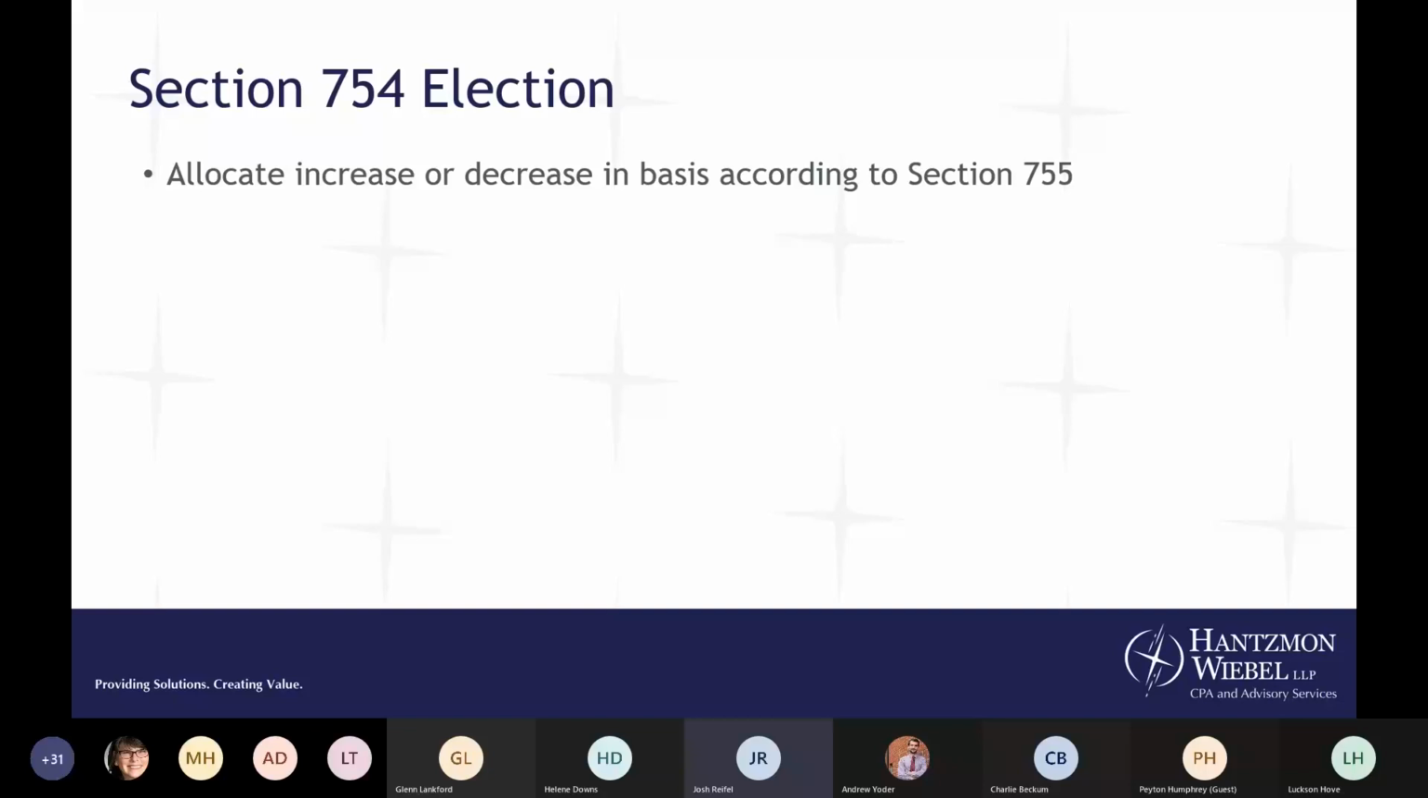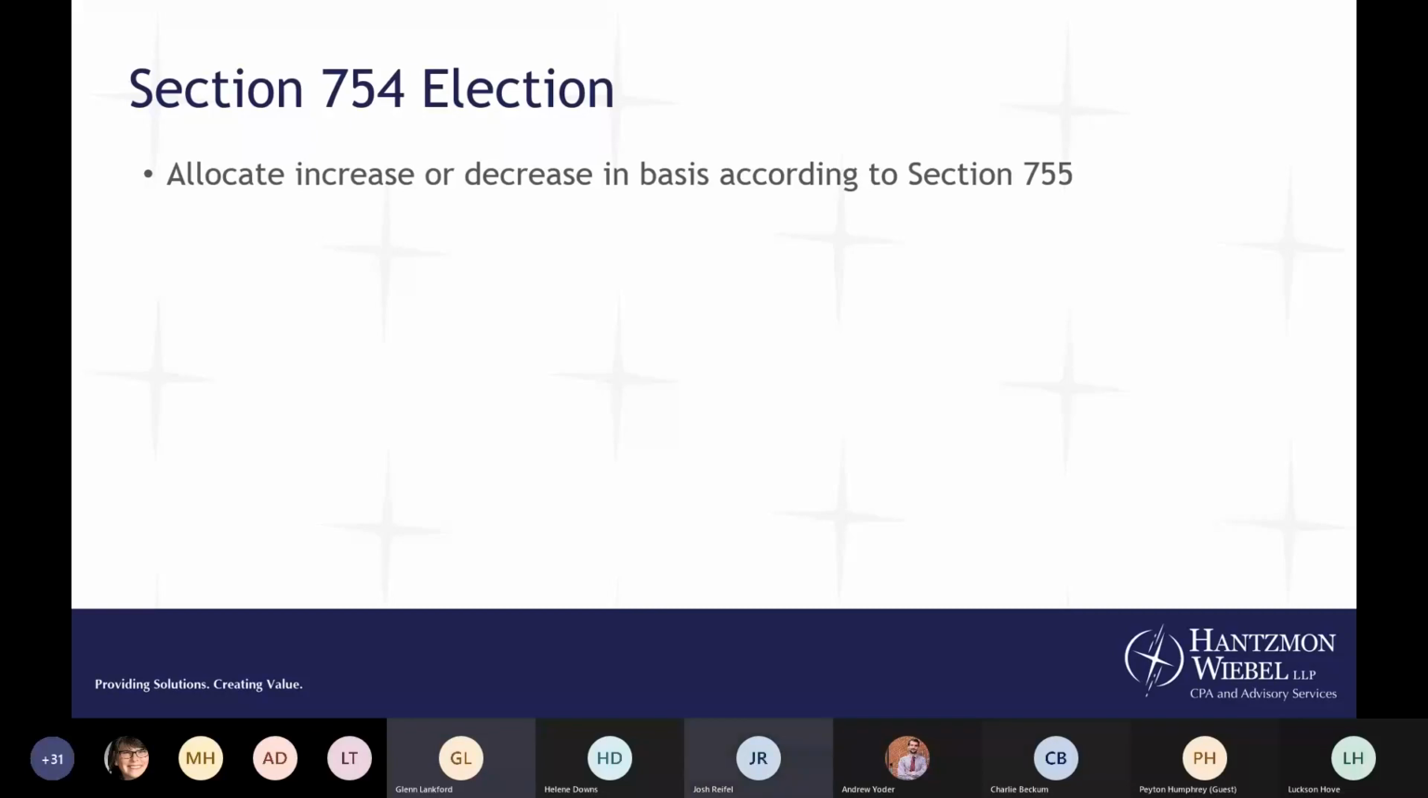You allocate increase or decrease in basis according to Section 755. Glenn, if you'd like to go into section 755 as well, and I'll pick up on the examples. Yeah, basically where you have a 754 election where you have a step up in basis on the transfer of a partnership interest, that step up is allocated among the remaining assets in the partnership based on their fair market value.